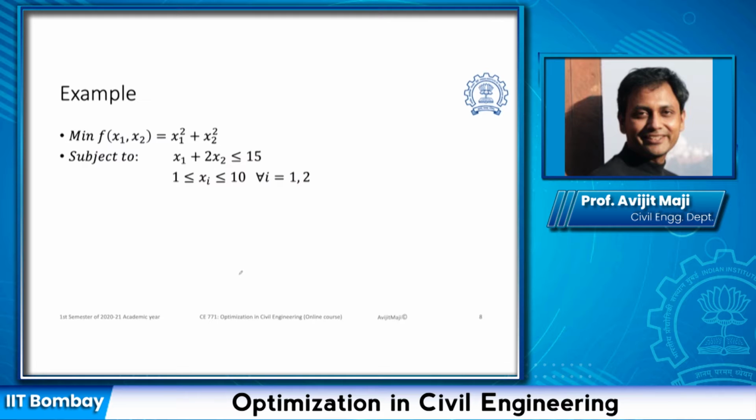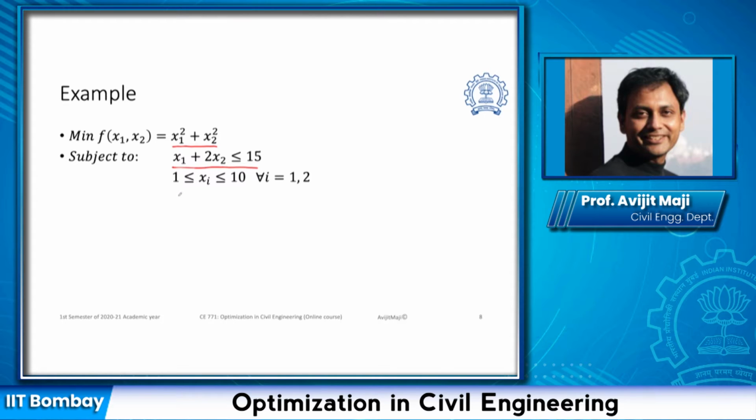In this example, we are trying to minimize a function with two variables. You can easily see this function represents a circle, and our two variables are x1 and x2, subject to the constraint x1 plus 2x2 less than or equal to 15, and x1 value is between 1 and 10. x2 value is also between 1 and 10.